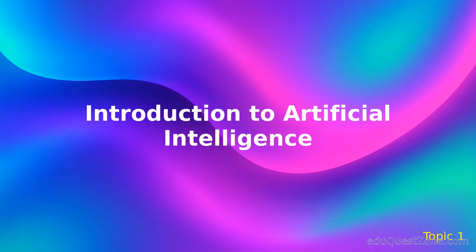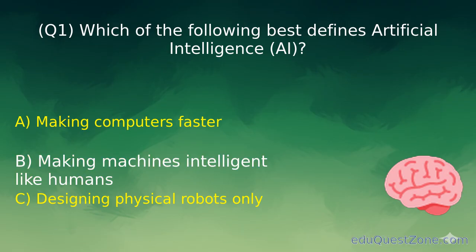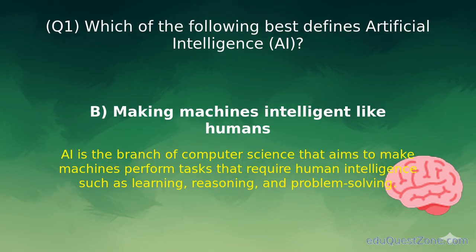Introduction to Artificial Intelligence Multiple Choice Questions. Question 1. Which of the following best defines artificial intelligence? Option B. Making machines intelligent like humans. Artificial intelligence means creating machines that can think, learn, and act intelligently.